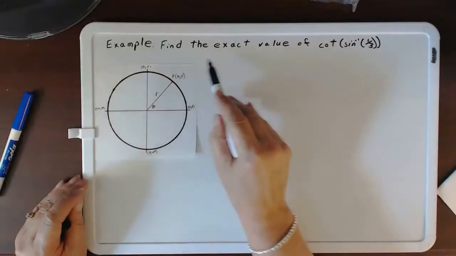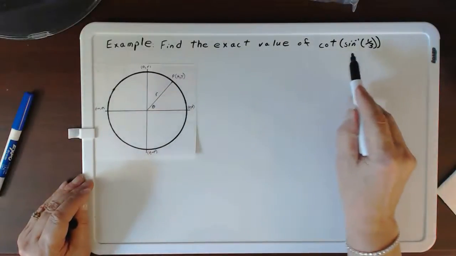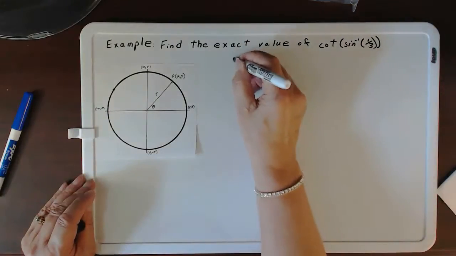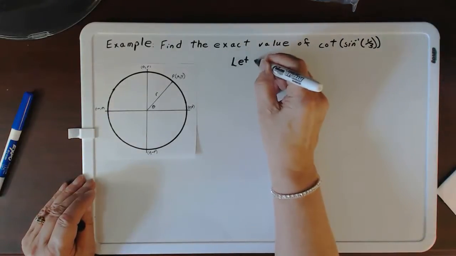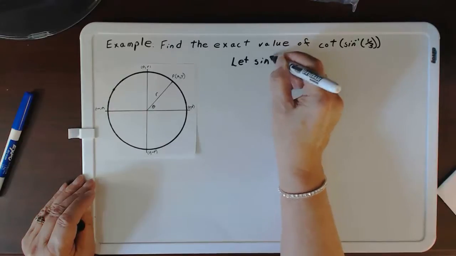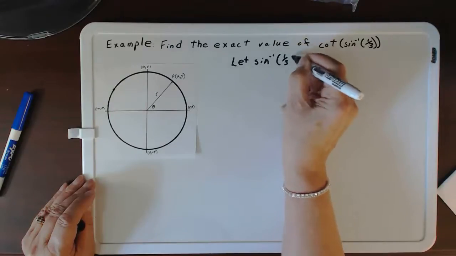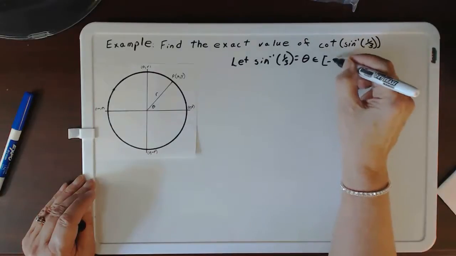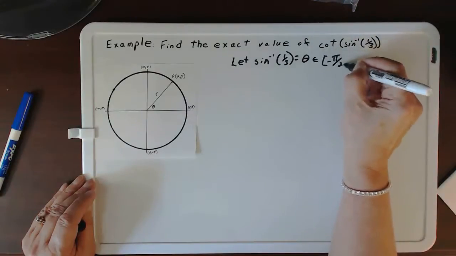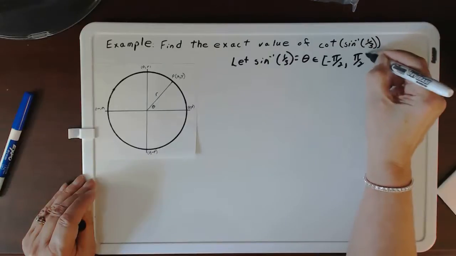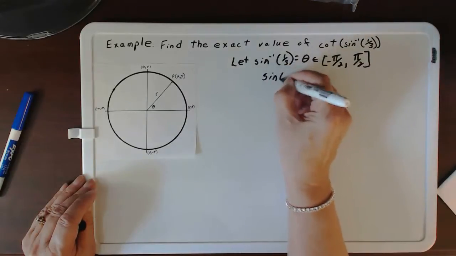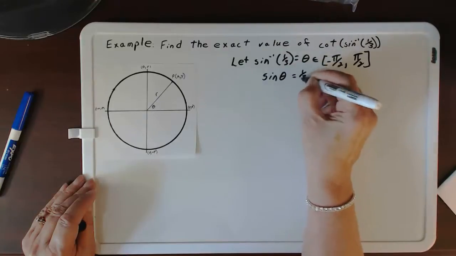Example, find the exact value of the cotangent of the inverse sine of 1/3. The first thing we do is we let the inverse sine of 1/3 equal theta, where this theta lives between the closed interval from negative pi over 2 to pi over 2. This tells us that the sine of theta equals 1/3.